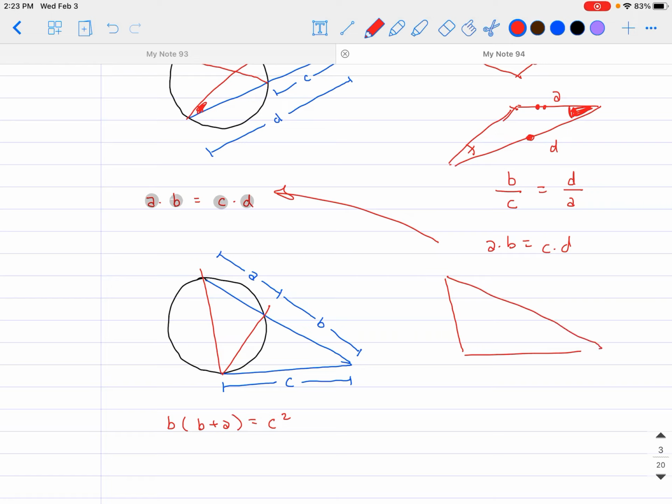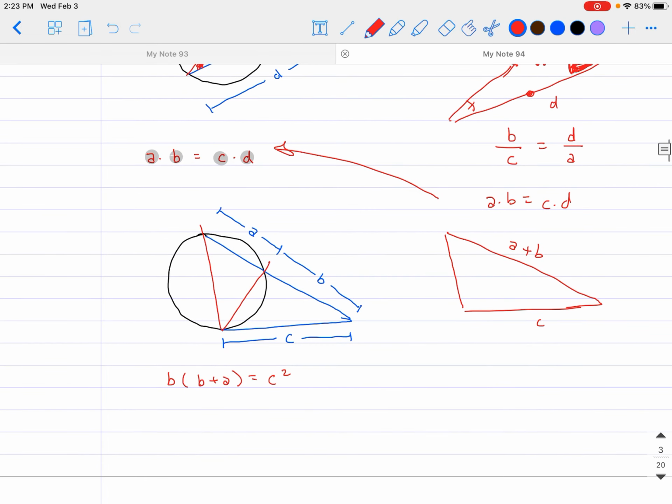So for the big one over here, we have C is this piece, and this piece is going to be A plus B right here. The other triangle that we're looking at is going to be the one on the bottom, and hopefully that's going to be proportional to this one, where you see C over here and you see B over here.